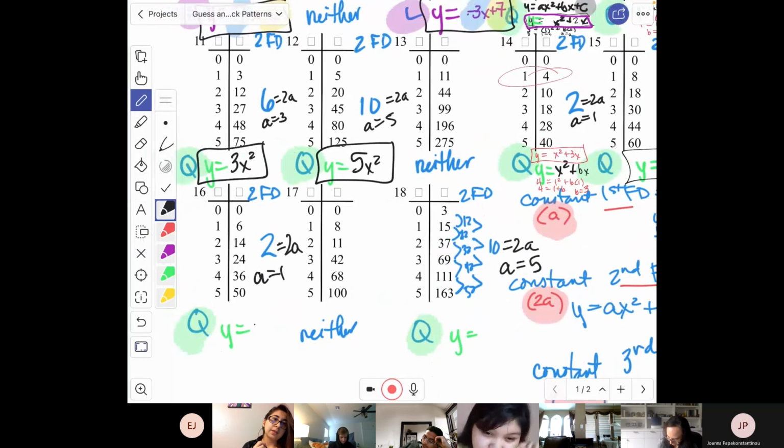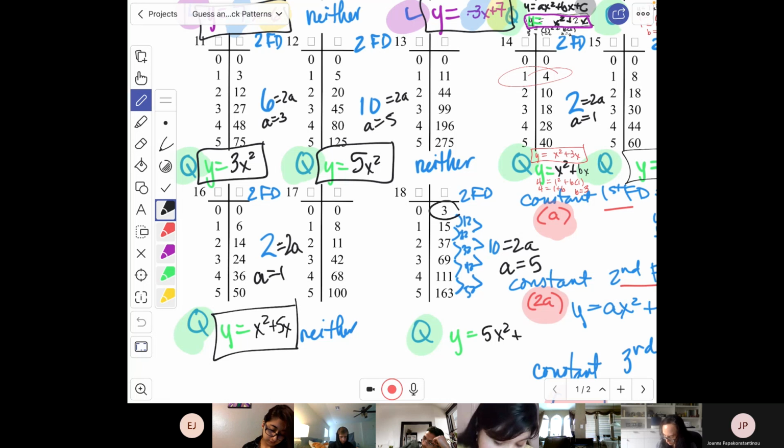Y equals x squared plus 5x. That is fantastic. And last but not least, number 18, which should look a little familiar. Y equals 5x squared plus 10x. Not quite.